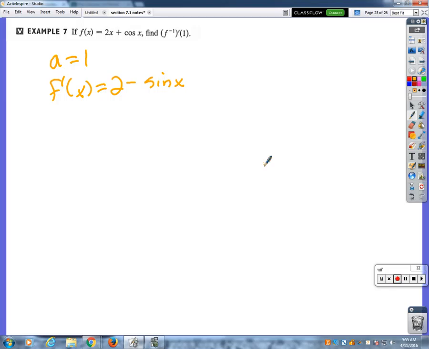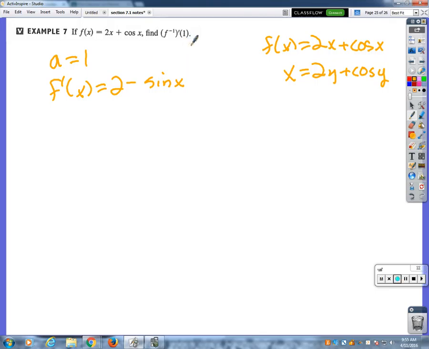The inverse, okay? Now, if I tried to find the inverse of f of x equals 2x plus cosine of x, the way that I would have to do that is I would switch the x's and the y's. X equals 2y plus cosine of y. And then I would solve that for y, right? That's impossible because of the trig function and the linear function together. You can't solve that for y. So we can't actually find the inverse, okay? But what we can do is find the value of the inverse at 1, okay?